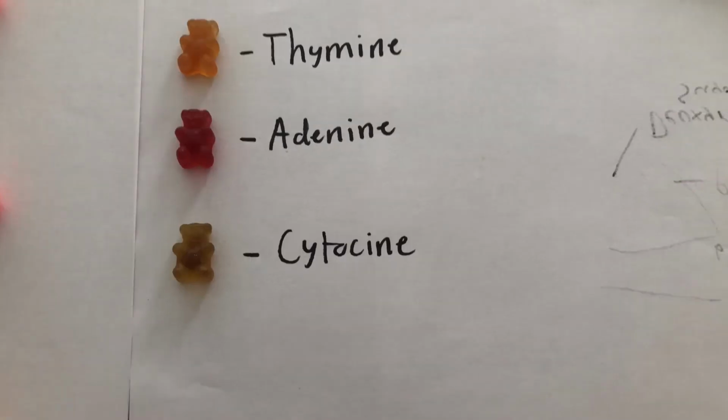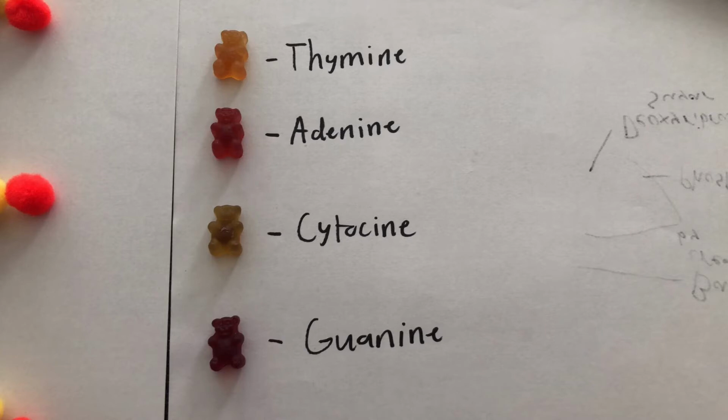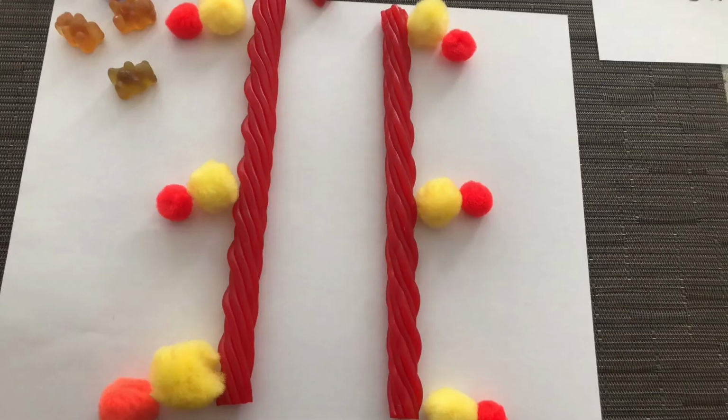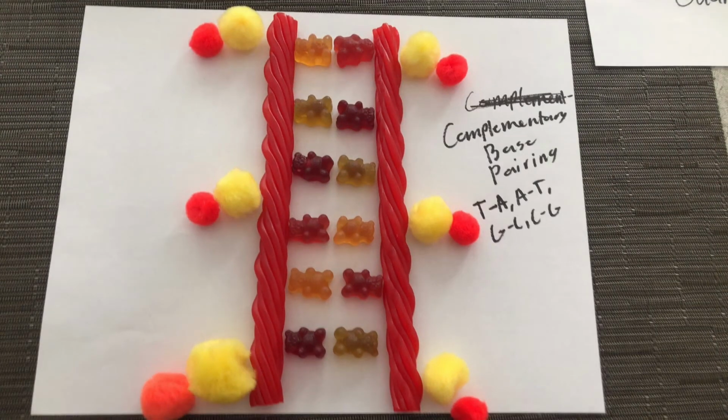The rungs of the DNA molecule are made up of 4 nitrogenous bases: thymine, adenine, cytosine, and guanine. These nitrogenous bases pair up together to create the rungs of the twisted ladder. However, only some bases pair with each other. Through Chargaff's rules, we know that thymine only pairs with adenine, and adenine only pairs up with thymine, and cytosine only pairs up with guanine, and guanine only pairs up with cytosine. This is what is known as complementary base pairs.